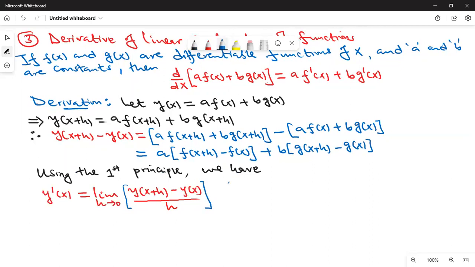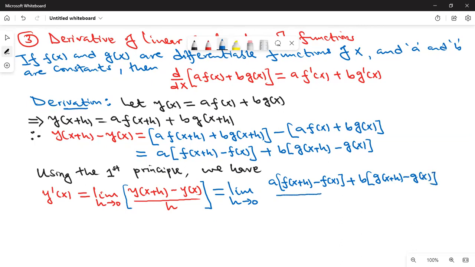And we know the numerator, so this we can as well write as limit as h approaches 0. Our numerator we got a times f of x plus h minus f of x, that one. Then we also got here plus b times g of x plus h minus g of x. And the whole of this is divided by h.